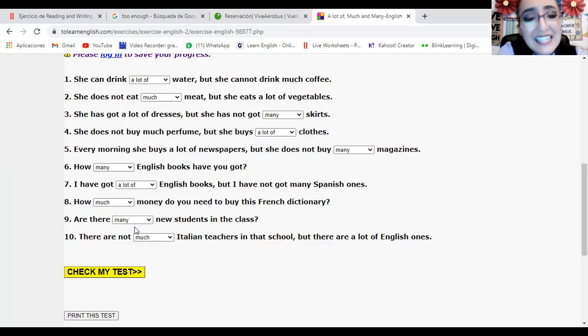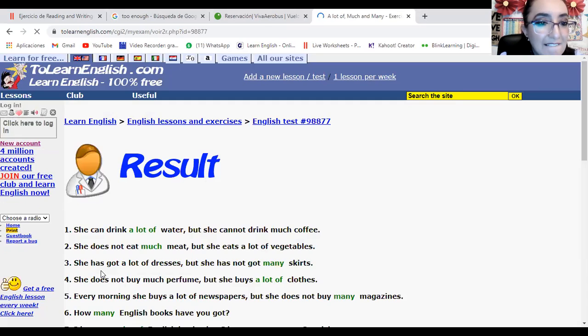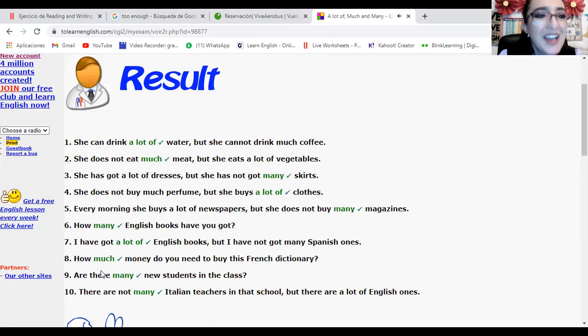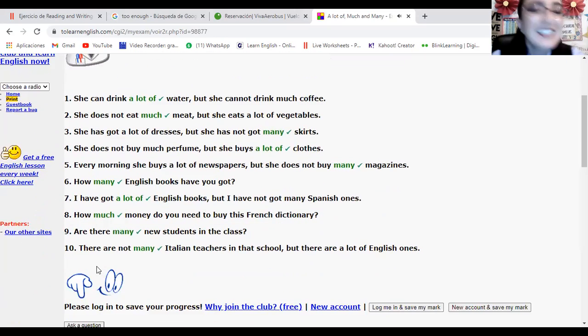And number 10, there are not Italian teachers in that school, but there are a lot of English ones. There are not many, because you can count them. It's not so difficult, right? Now, let's check. Excellent. That was excellent.